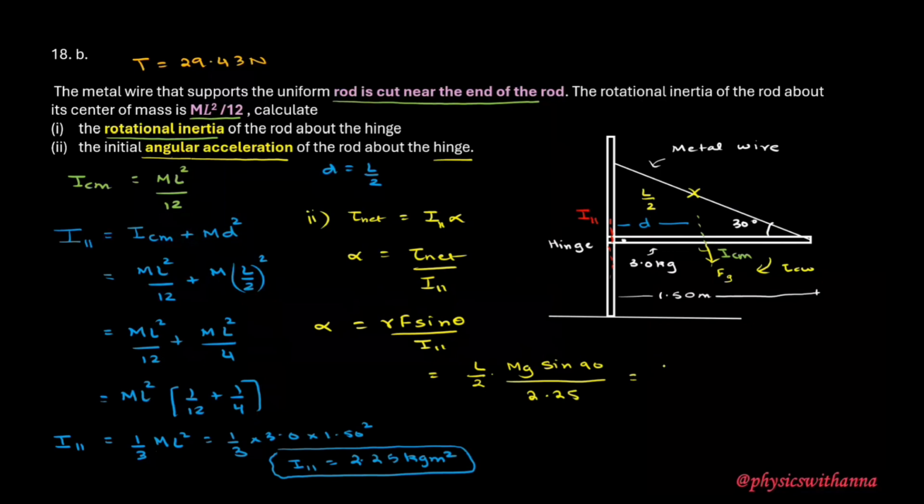Now let's substitute everything. L is 1.50 over 2. Mass of the rod is 3. G is 9.81. Sine 90 is 1, over 2.25. And that gives me the value of alpha to be equal to 9.81 radian per second squared.